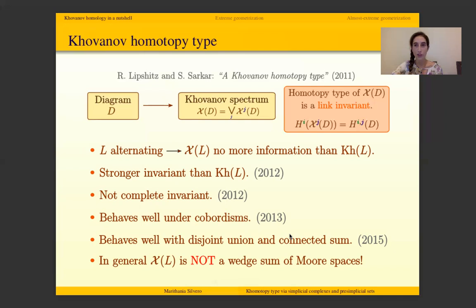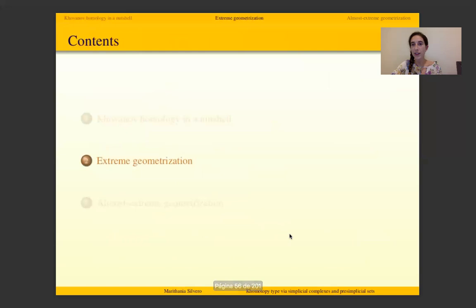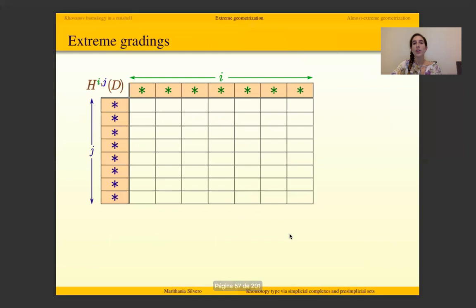It can give us much geometric and topological information about the links. But if we want to compute them, let's say by hand, if we want to really compute the homotopy type, it is quite complicated. So what I'm going to introduce in the next two sections is a simplification of this Khovanov homotopy spectrum, which works just in some special gradings, okay? So let's introduce extreme geometrization. And to do so, we need to explain first what are extreme gradings.